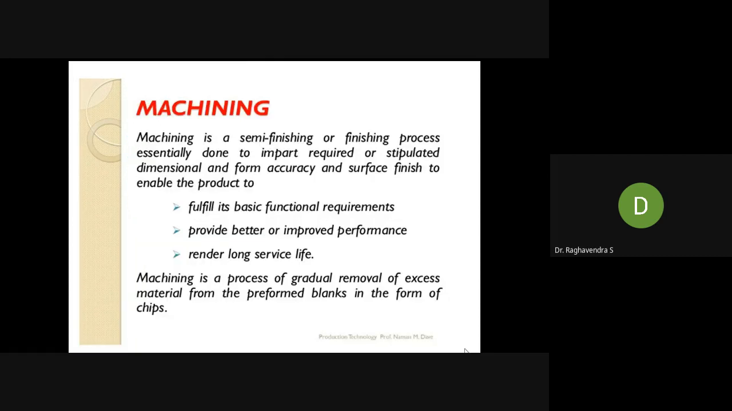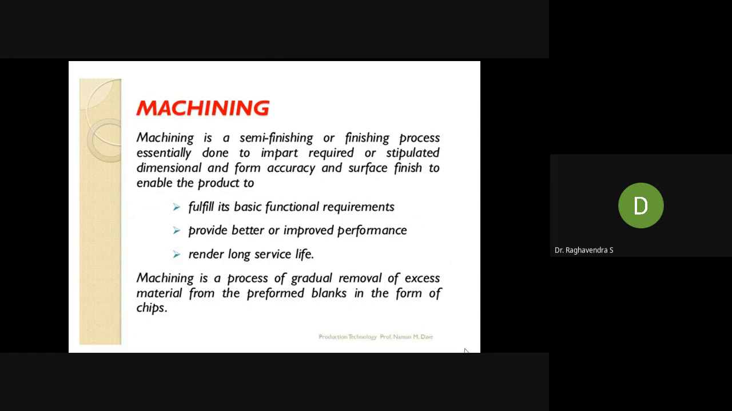So what exactly do we mean by machining now? Now we can say that machining is nothing but removal of material. Removal of material from the component is called the machining process. Machining is a semi-finishing or finishing process. It may be semi-finishing or it may be complete finishing, whatever it is. Whenever you remove some material from the object or component, that is called machining. So you should remember this fundamental definition.